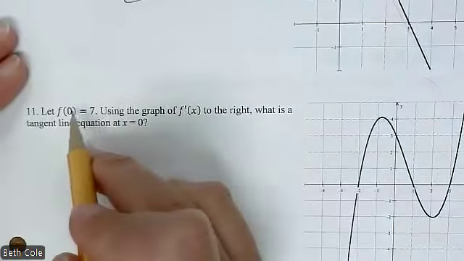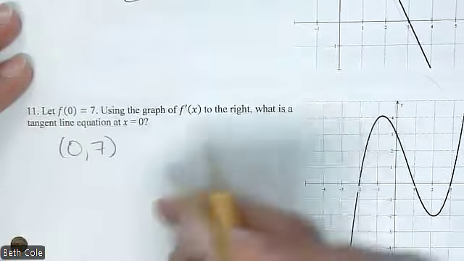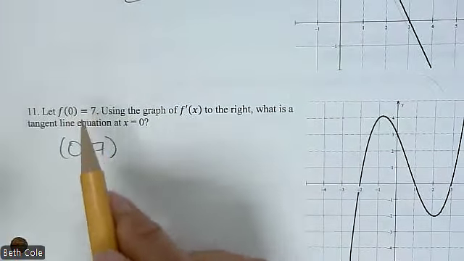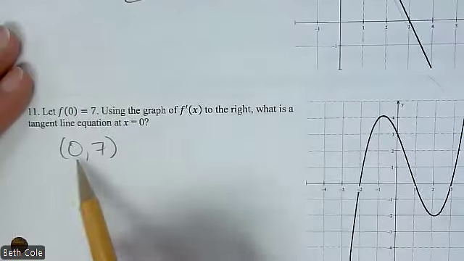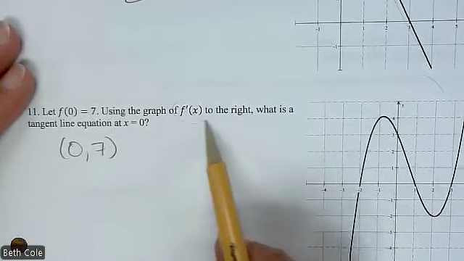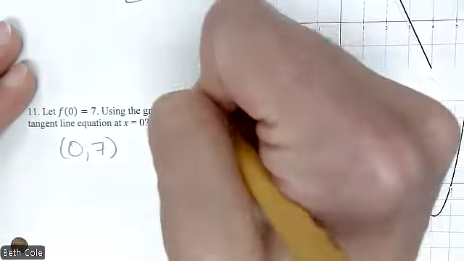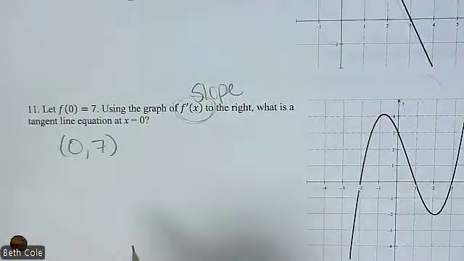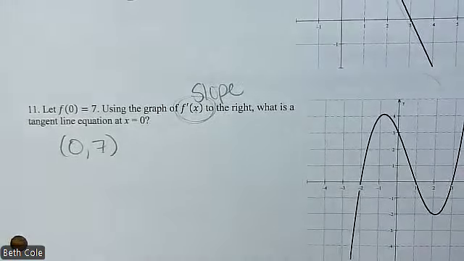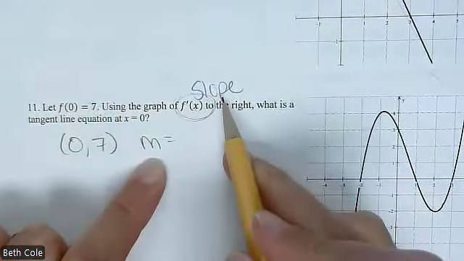All right, let f of 0 equal 7. Once again, I would write it as 0, 7. It takes 1 second, and it just will help you not get confused about what's going on. F of 0 equals 7. Use the graph of the derivative. That means slope. What is a tangent line equation? What 2 things do you need to write an equation? Yep. Slope and a point. We got a point. We just need the slope, which is going to come from this graph.